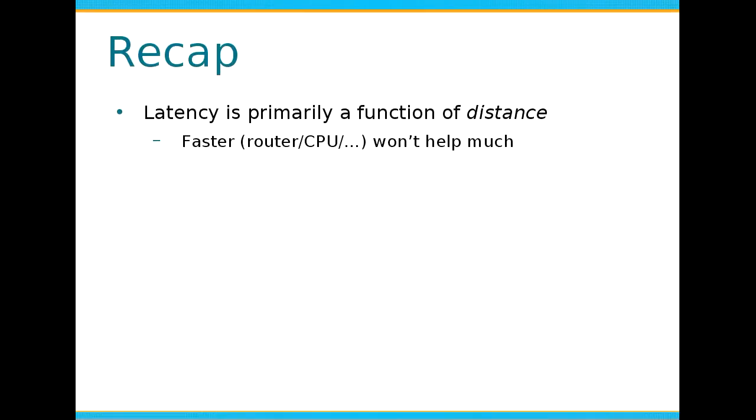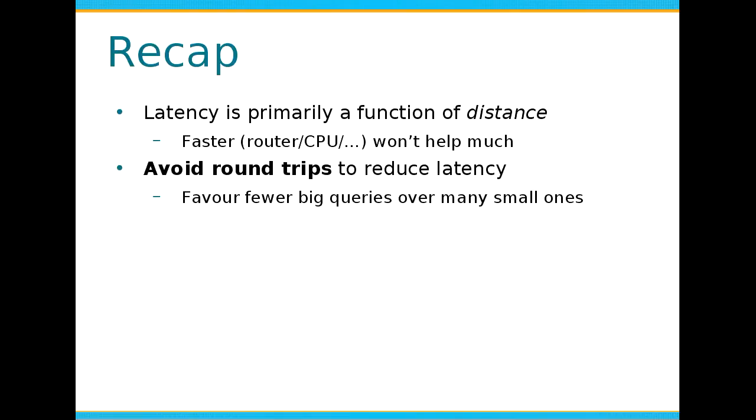So a quick recap. Latency is primarily a function of distance. A faster router, CPU, whatever it happens to be, won't help much. Right? Bigger bandwidth won't help. Latency is a function of distance. You avoid round trips to reduce latency. This is really important. So every cache request that you make, every database request that you make, every API call to an external service that you make is going to affect your latency.